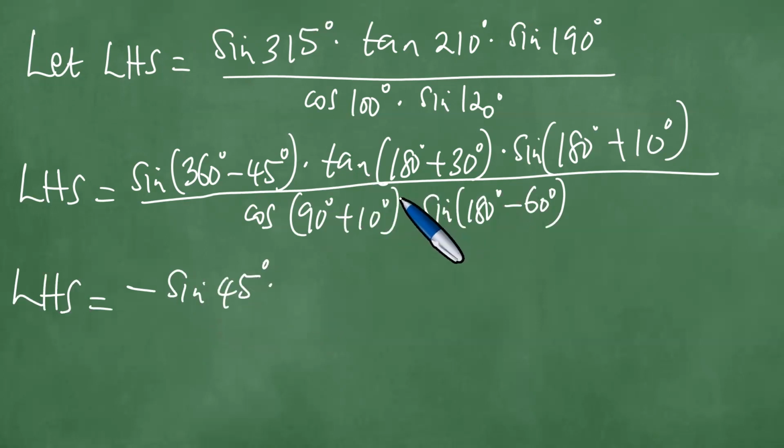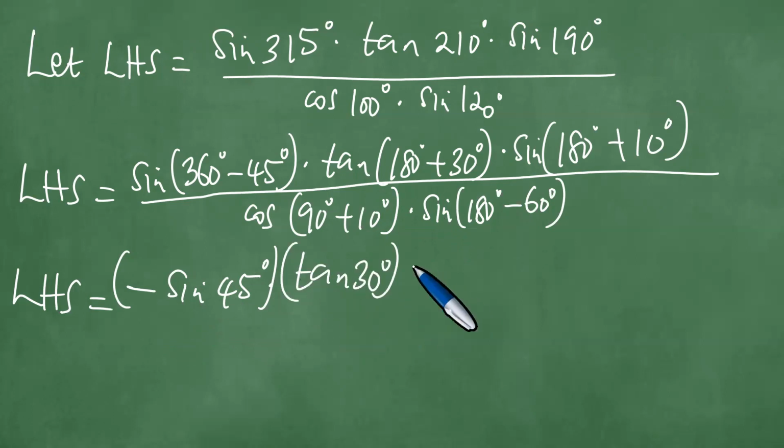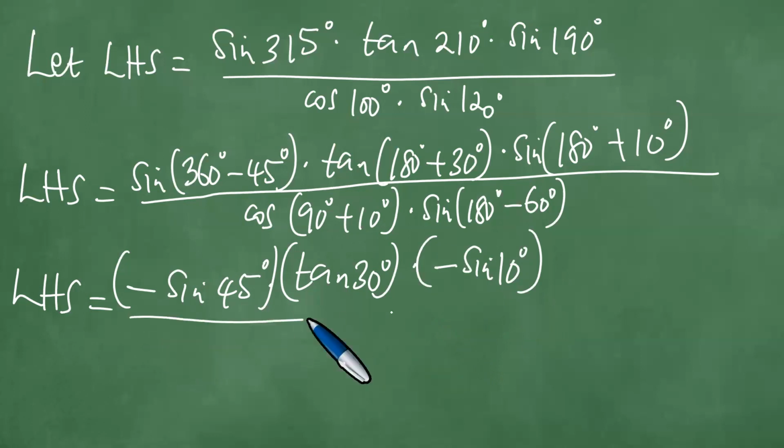180 plus 30, in which quadrant is that one? It is the third. And the tangent is what? Is it negative or positive there? It is positive, the tangent of 30. Now you have the sine of 180 plus 10. In which quadrant is that one, Tando? It is the third quadrant. And the sign is what? It is negative. Negative sine 10 degrees divided by, in the denominator, the cosine of 90 plus.